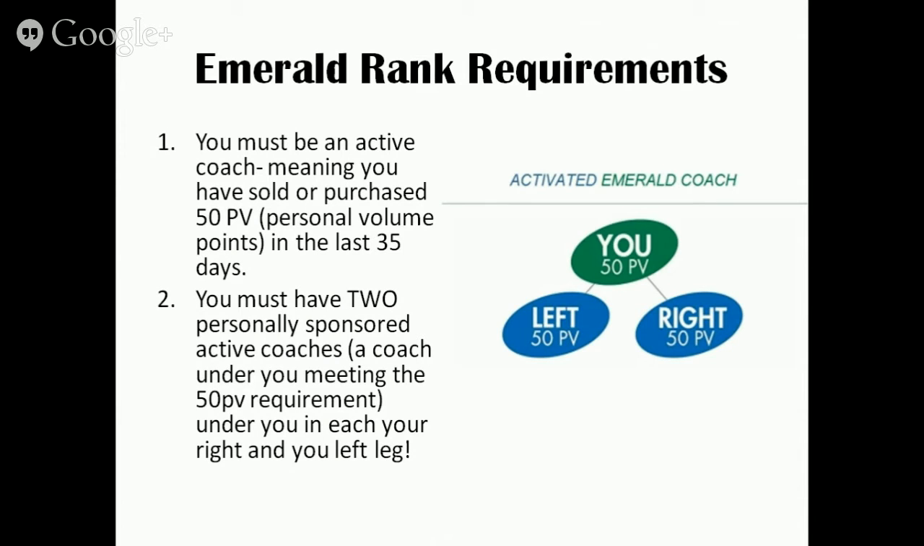As far as Emerald rank, since we're all striving for that first, let me just reiterate that again. So there you are, and you have at least 50 PV, which is your personal volume, within the last 35 days, and that can be 50 PV that you sold to somebody or 50 PV that you purchased. Now, you also need 2 coaches underneath you, one on the left and one on the right, who also have sold 50 PV or purchased 50 PV. PV meaning personal volume.